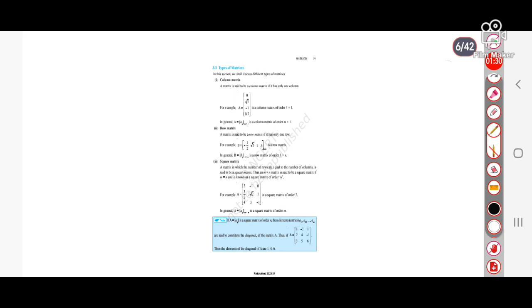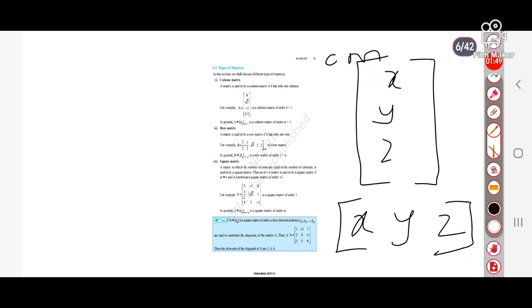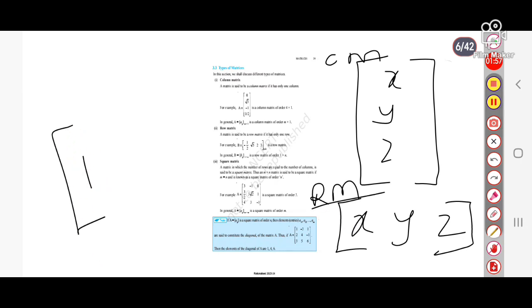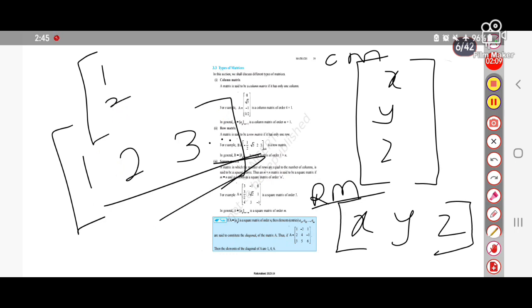What is the row matrix? As I told, representing like this is a column matrix. Vice versa, the opposite, representing the matrix like this, will be the row matrix. This is column matrix, this is row matrix, right? This can be of any numbers, row matrix 1, 2, 3 dot dot dot, like this. Representing like this is a row matrix, and representing like this is a column matrix.